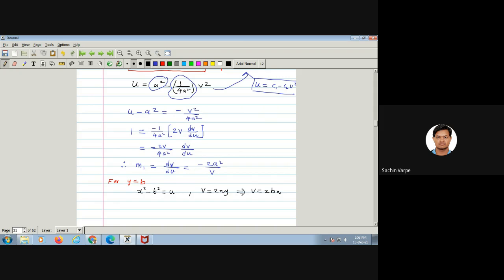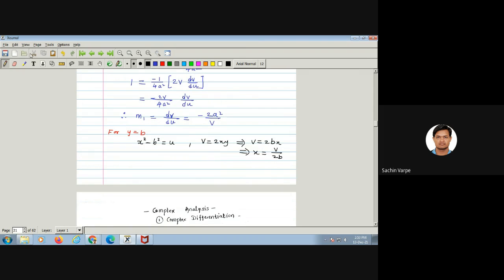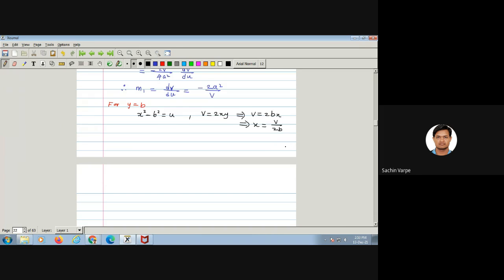Right. So what we do, from here I will get the value of x. What will the value of x be? x will be equal to v by 2b, so I substitute that here. x is equal to v by 2b. So I'll substitute into the u expression. What will I get? v square by 4b square minus b square equal to u.